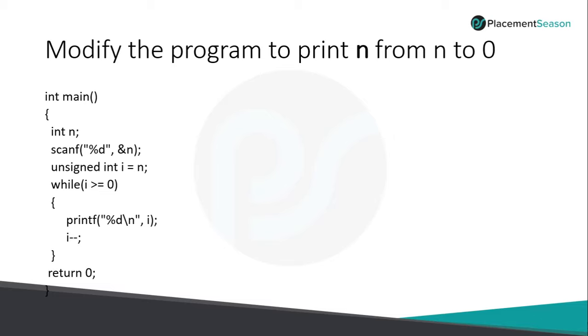You can type your answer in the comment section, yes or no. If it prints from n to 0, for example, if the value of n is 4, then what will be the output? I'm getting many answers like yes, no, yes, no. Many students have answered yes and many students have answered no. Okay, let's discuss this.